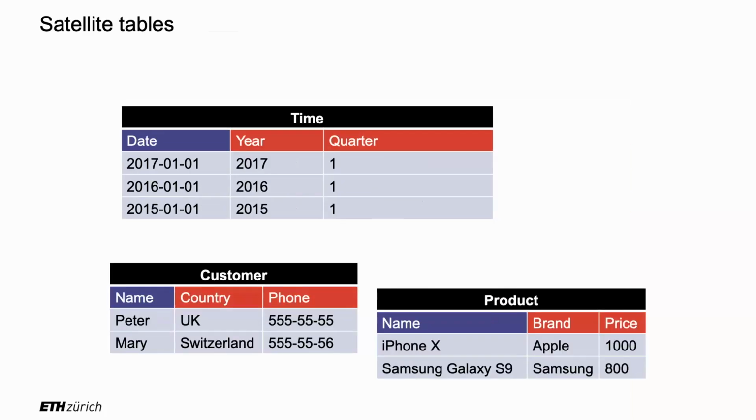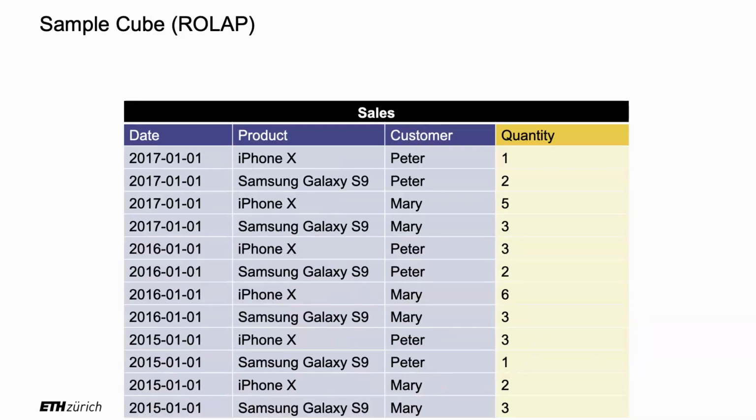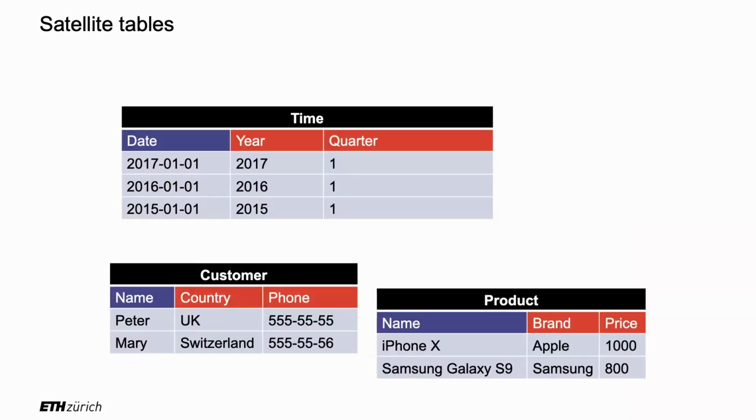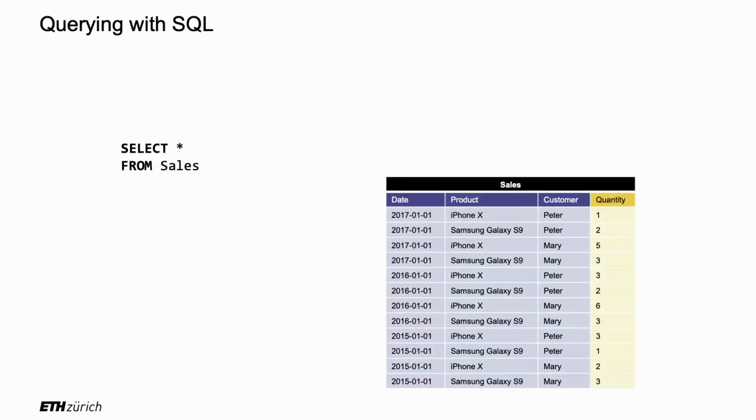Okay. Now, if I have my satellite tables, what you see in the first 3 columns are actually foreign keys that point to these satellite tables, right? So for the date, I might have the year and the quarter, Q1, Q2, Q3, Q4. For the customer, if I have the name, then I also have the country, the phone number, and so on. And then for the product, with its name, actually in real life, I wouldn't use the name, of course. I would use some reference number. Then I have the brand, and I have the price. Okay, so these are my satellite tables.